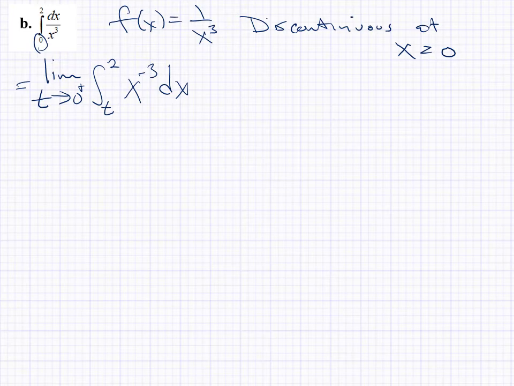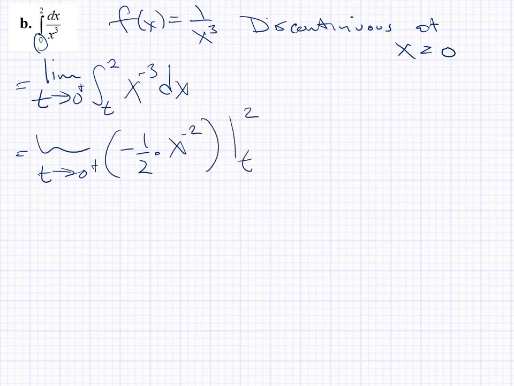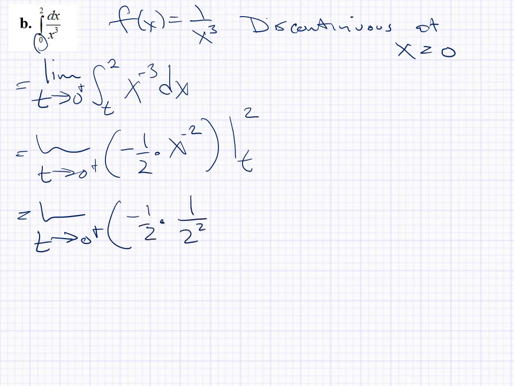All right, so now it's all set to go. Pretty easy to integrate. Here's the limit as t approaches 0 from the right. The integral would be add 1, divide by. So what do we get? We get negative 1/2 x to the negative 2 between t and 2. So I have the limit as t approaches 0 from the right of negative 1/2 times 1 over 2 squared minus 1 over t squared.